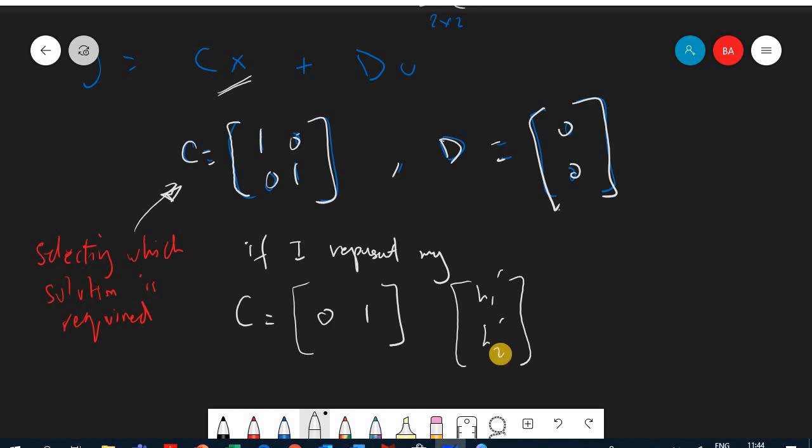So if I decide that I want to keep it like that, only h2 prime will be shown as a solution. So that is the part of it. This is how we are dealing with C. It's very easy. It is simple.